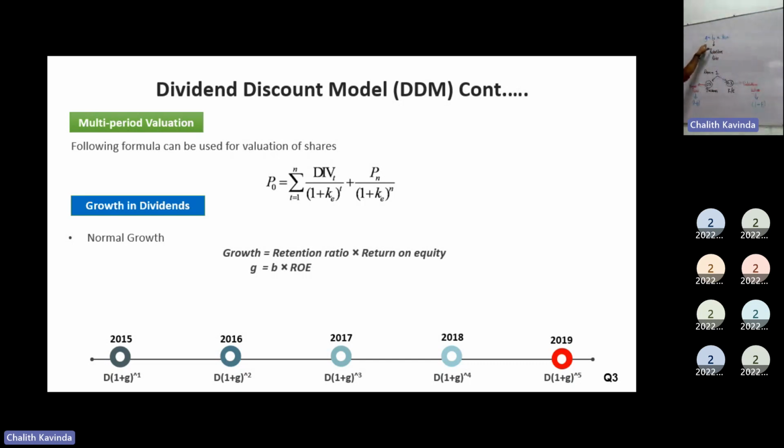So we are using the retention ratio and multiplying it with our return on equity to calculate the growth rate. Simply we assume that our retained earnings are reinvested, which will generate a return of this much. That's the assumption. We are going to reinvest our retained earnings, which will generate a return equal to ROE. Accordingly, our fund will grow. That's the simple assumption of this growth formula. We call this normal growth, or constant growth.